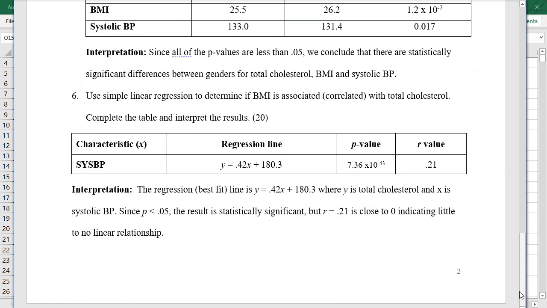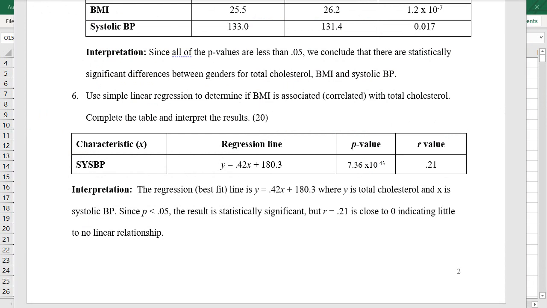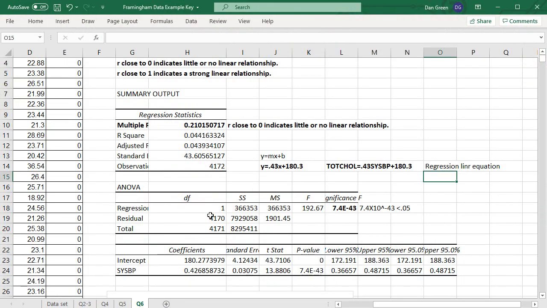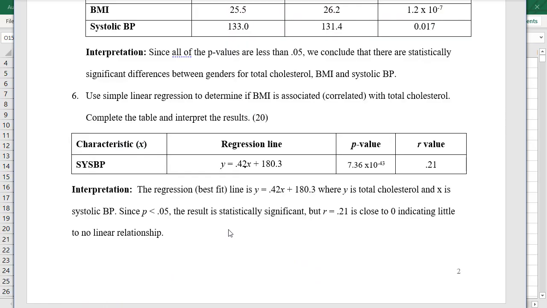So here's how we would complete question 6 in the example. Our characteristic x value, our independent variable, is systolic blood pressure. Our regression line, y equals 0.43x plus 180.3. Our p-value was 7.36 times 10 to the negative 43.